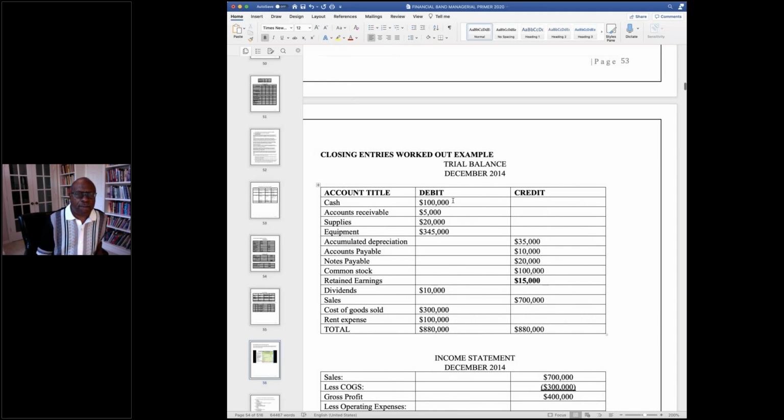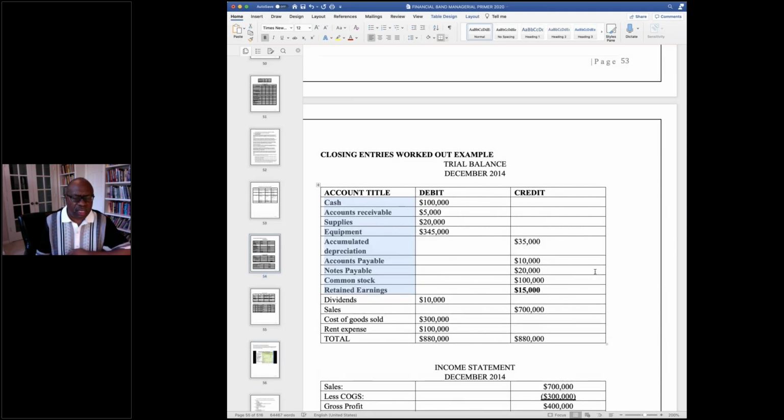We have a trial balance of cash, receivables, supplies, equipment, accumulated depreciation, accounts payable, notes payable, common stock, and beginning retained earnings. All of these accounts are permanent accounts. So I'll just bold all of these. These are the permanent accounts. They're going to stay.